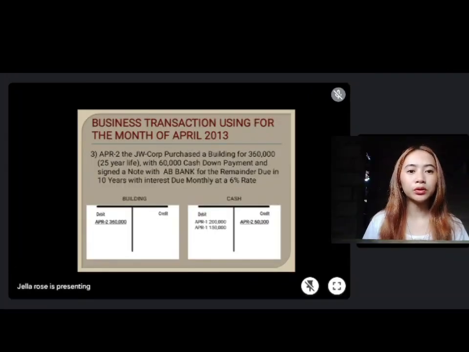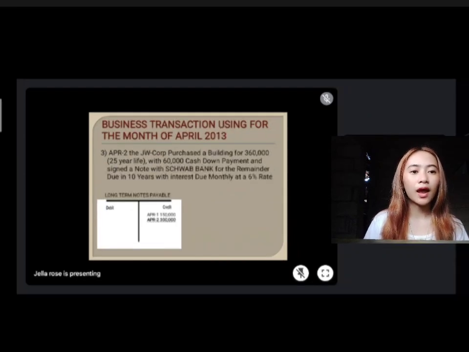On April 2, the transaction increased the asset and liabilities and the other account of asset decreased. JW Corp purchased a building, debited to 360,000, and since JW Corp made a down payment of 60,000, cash is credited, and due in 10 years, it is long-term notes payable, and it's credited to 300,000.